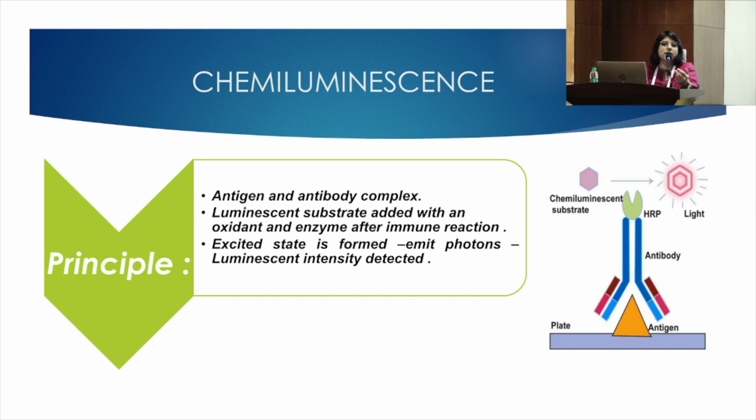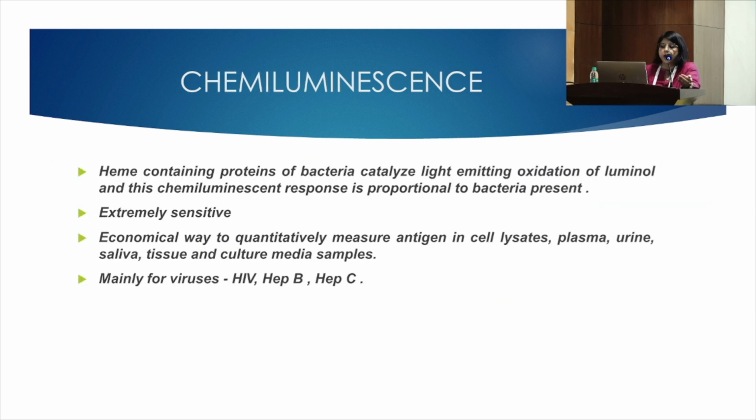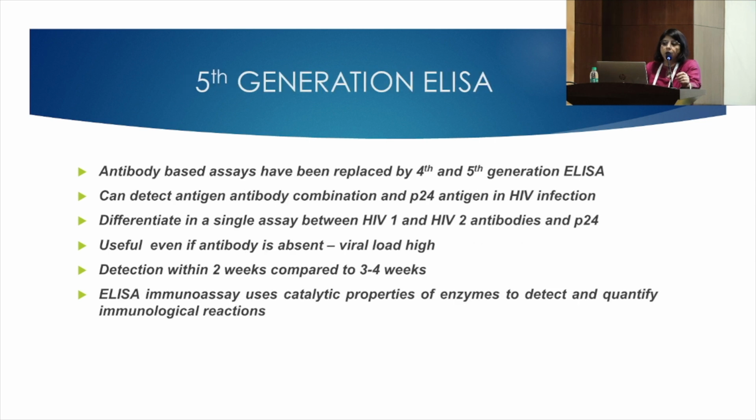This has been used for hepatitis B, C, HIV. In our lab also, we're using the same test for our viral detection, that's hepatitis B, C, and HIV. So it's an extremely sensitive, economical way to quantitatively measure antigens in different samples, and mainly for the viruses which we are doing. Now, a new thing which has come is the 5th generation ELISA, which is again based on antigen detection. We had 4th and 5th generation both. The advantage with that is that you can detect the P24 antigen in the HIV virus. Earlier, we used to depend on the antibody.